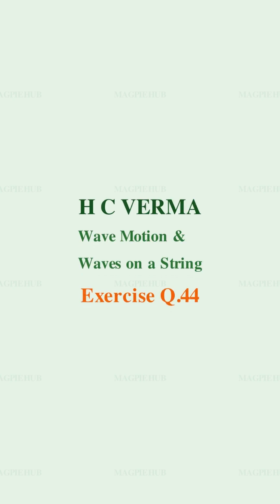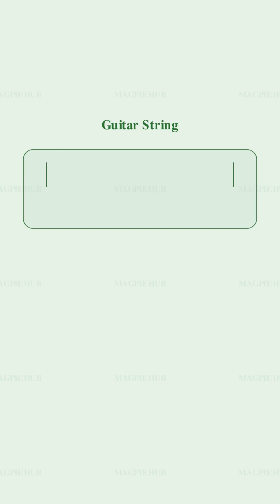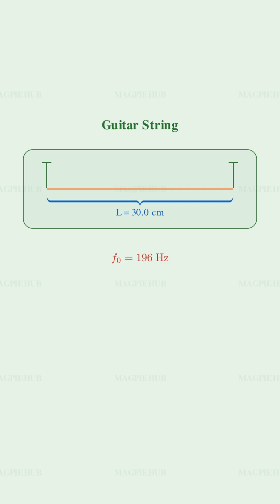H.C. Verma, Wave Motion and Waves on a String, Question 44. Here is the setup. A guitar wire of length 30 cm is stretched between two bridges. When no finger is placed on it, the entire wire vibrates at its fundamental frequency of 196 Hz.